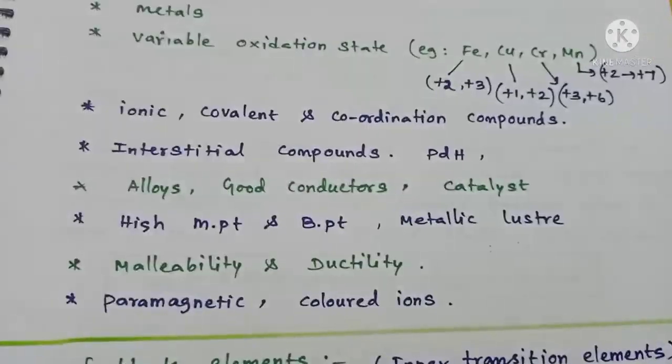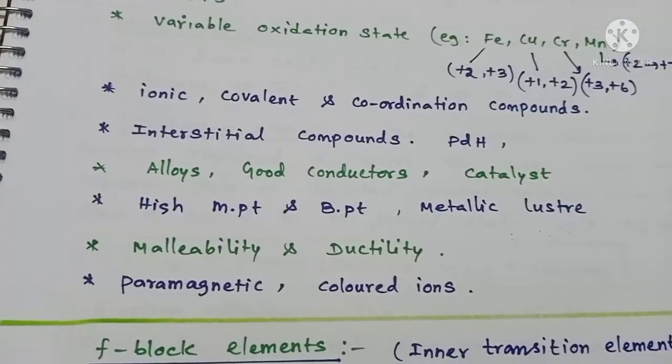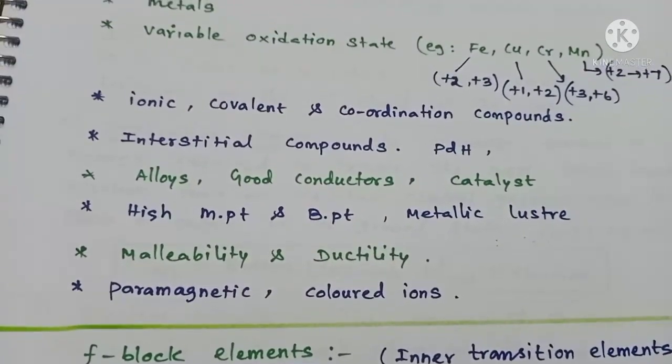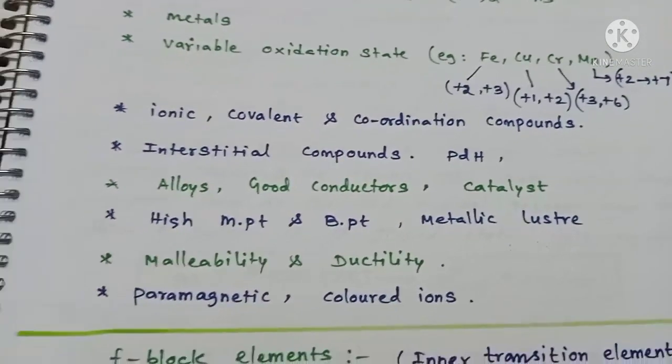Copper sulfate, ferrous sulfate, ferric chloride, potassium permanganate. I think you know that, isn't it? Right. So these are some properties of D block metals.